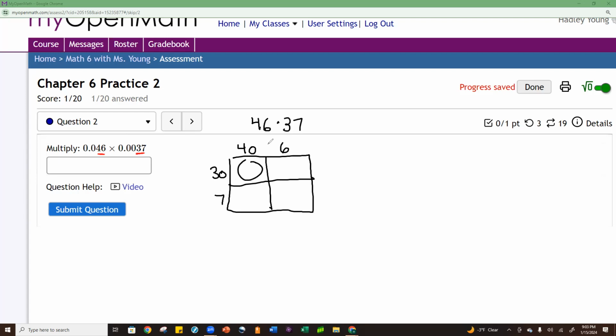Here I do 40 times 30. 4 times 3 is 12. Here I do 30 times 6. Here I do 40 times 7. Here I do 6 times 7. Then I need to add these all up. Notice I forgot the comma. I will not take off points for that, but it helps us stay organized.